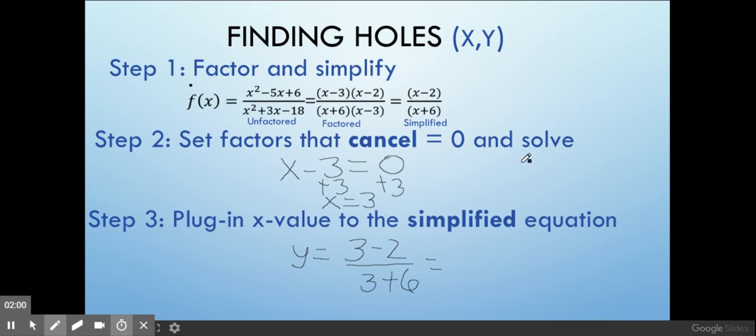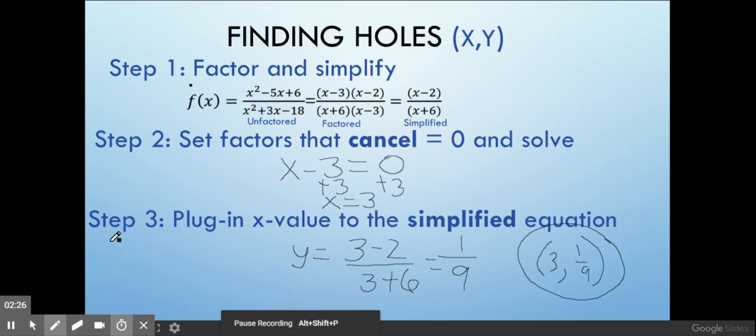Then we are going to simplify top and bottom. So 3 minus 2, I get 1. 6 plus 3, I get 9. So my y value is 1 over 9, or 1 ninth. And so we want to write that as a point, x comma y. Our final answer would look like this, 3 comma 1 ninth, and that would be my hole.